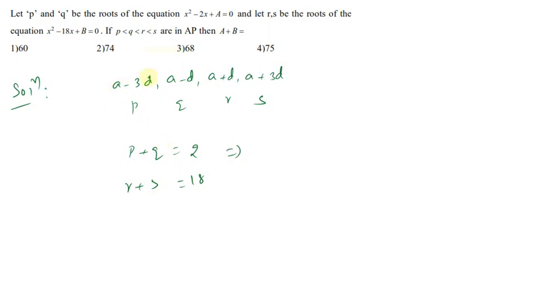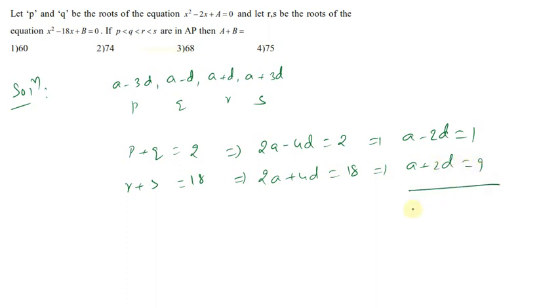From this you can conclude, P plus Q, you are getting 2A minus 4D is equal to 2. That implies A minus 2D is equal to 1. R plus S is equal to 18, so 2A plus 4D is equal to 18. That implies A plus 2D is equal to 9. So let me calculate the sum: 2A is equal to 10, A is equal to 5. If A is equal to 5, then 2D is equal to 9 minus 5, which is 4. D is equal to 2.